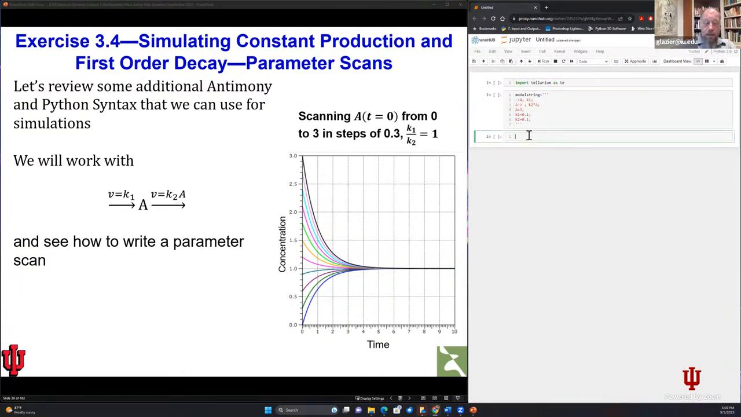And then I have to load my model, using the TE.loadA. And then I have to simulate it. And then probably I'd like to display it. Something like that. So let's see what happens if we run that.